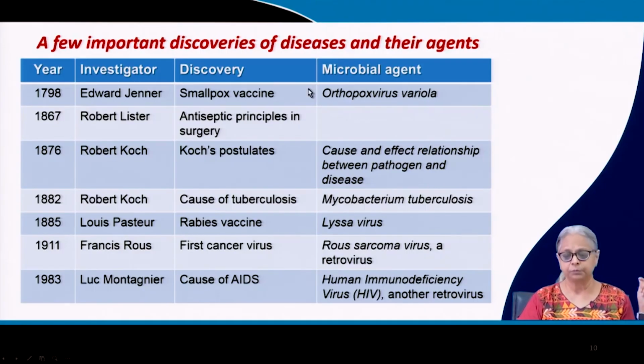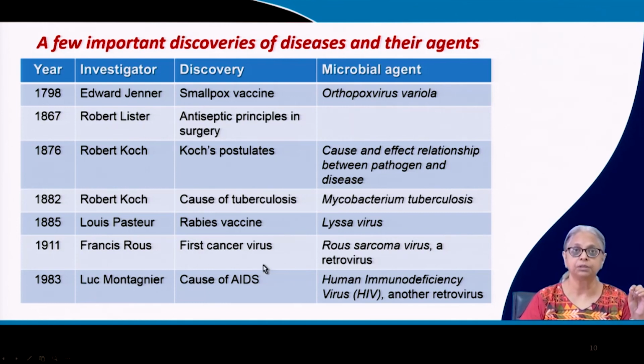I've listed a few important diseases and their agents over here. I've already mentioned most of these things. I'll come to 1885 with Louis Pasteur, who discovered the rabies vaccine as well, and the causative agent of that was the Lyssa virus. Then in 1911 we have Francis Rous, who discovered the relationship between cancer and virus.